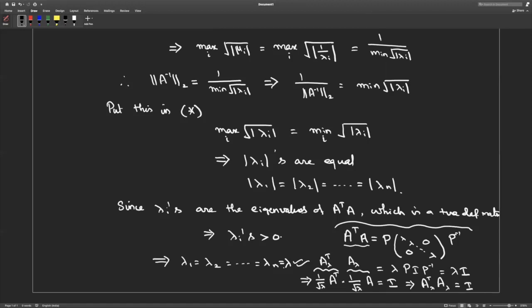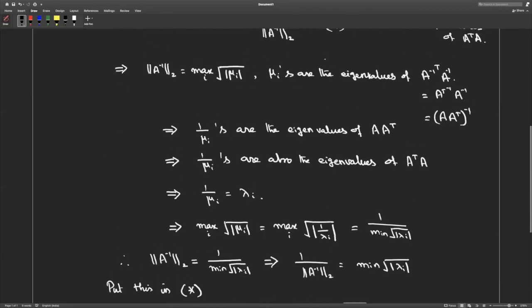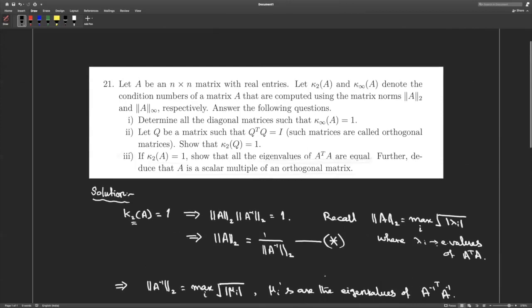And therefore, A lambda is an orthogonal matrix. Okay, so that implies that A lambda, which is nothing but a scalar multiple of A, is an orthogonal matrix. So that completes the proof of this result, third subdivision of the problem number 21 in chapter 3.